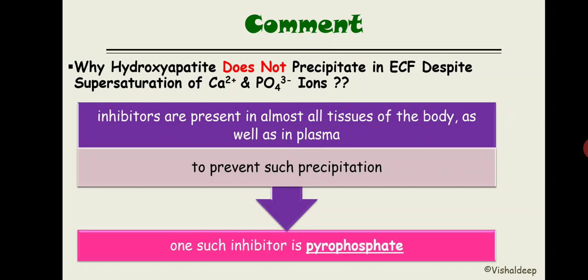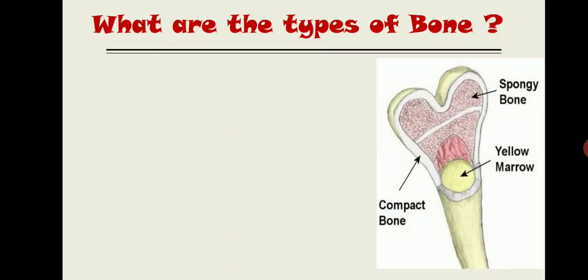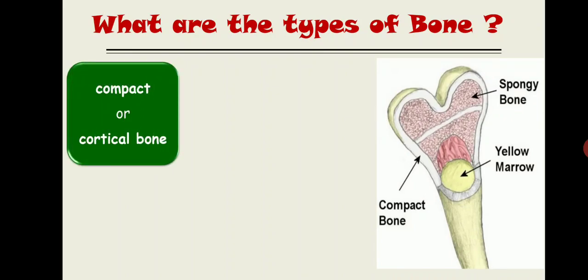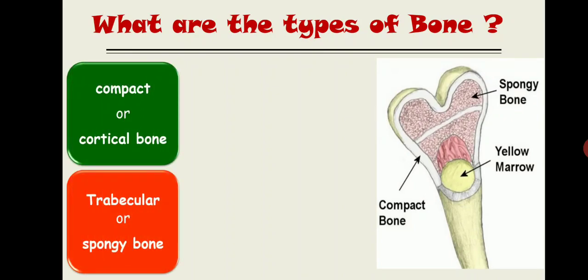Now let's discuss the different types of bone cell. There are different types of bone. There are basically two types of bone, as you already know from anatomy. One is the compact bone and the other is the spongy bone. Compact or cortical bone, and trabecular or spongy bone.